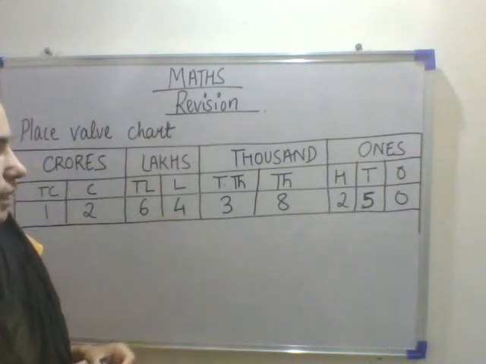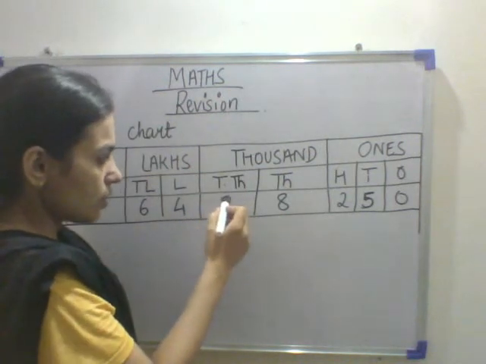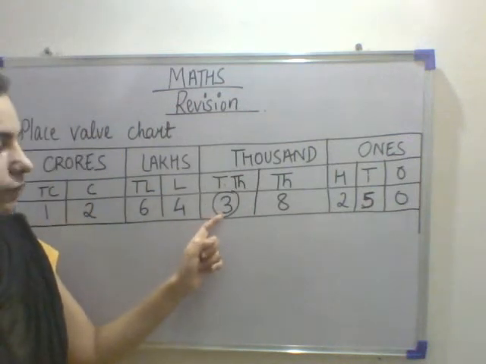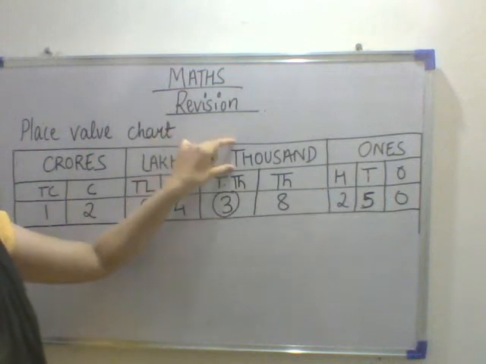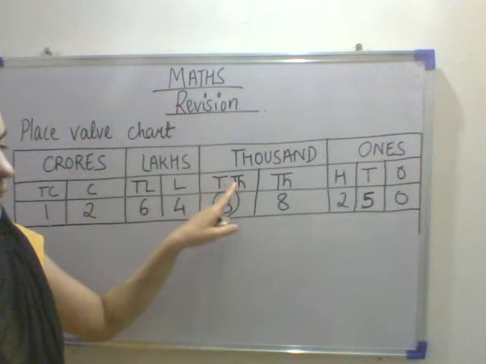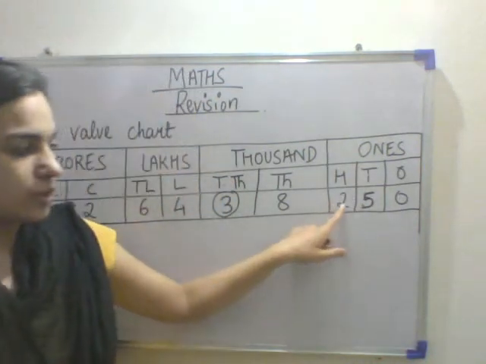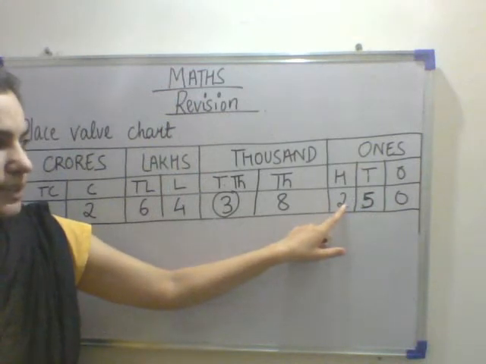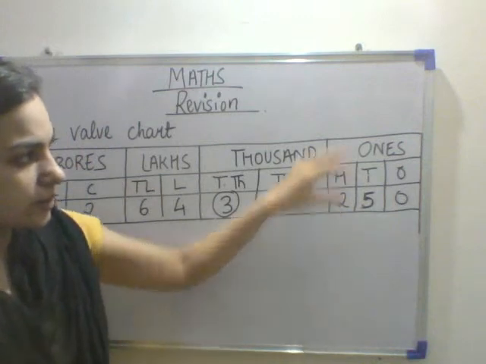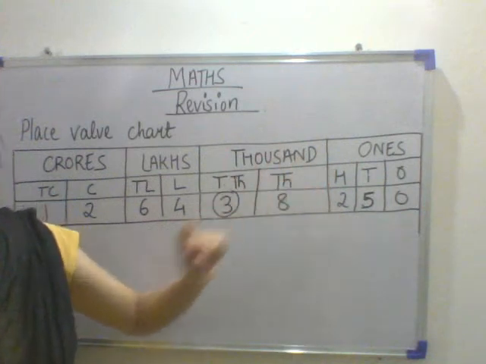Let us take another example. If I ask you, students, what is the period of 3 in this number? The period is thousand. And what is the place value? Place value is 10,000. If I take this number 2, and ask you what is the period of 2, the period is ones. And what is the place value? It is 100.